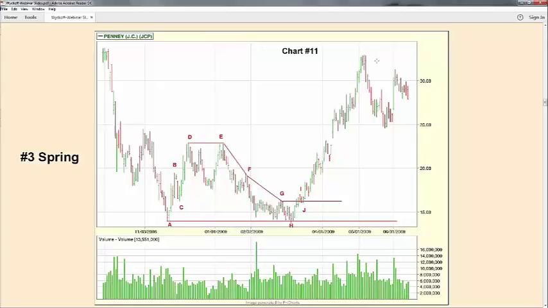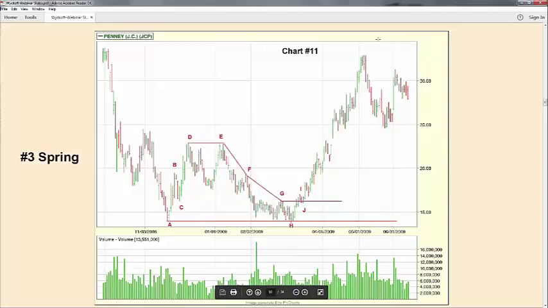Now, this is a sign of strength. The reaction is on a reduced price spread and volume. If you look down here, you'll see the reduced price spread and volume. It only lasted a couple of days, and then off it went.